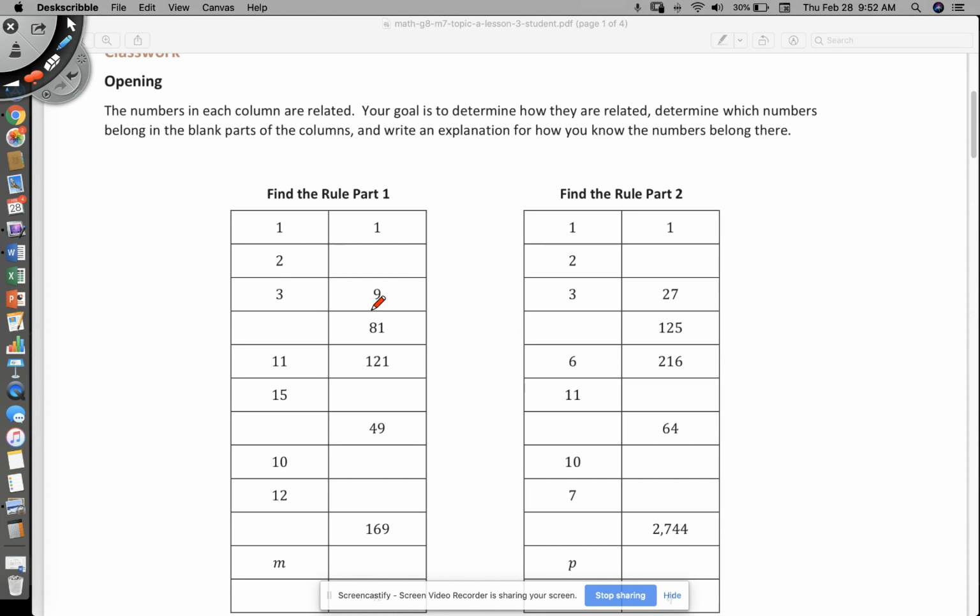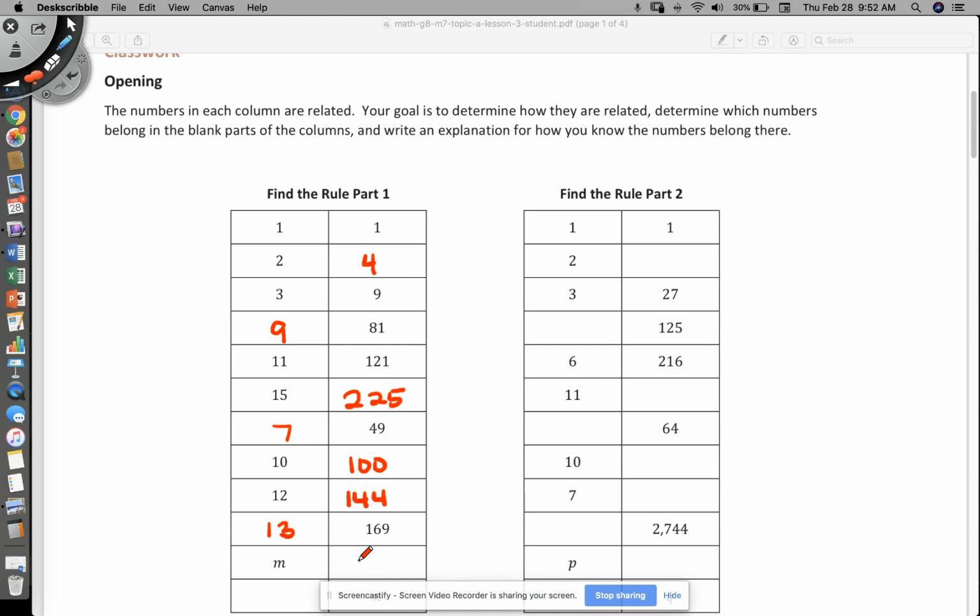the square root answer. So 1 times 1 gives me 1. 2 times 2 gives me 4. 3 times 3 gives me 9. What two numbers gives me 81? That would be 9. 11 times 11 gives me 121. 15 times 15 gives me 225. What gives me 49? That would be 7. 10 times 10 gives me 100. All right. 12 times 12 gives me 144. What gives me 169? That would be 13.